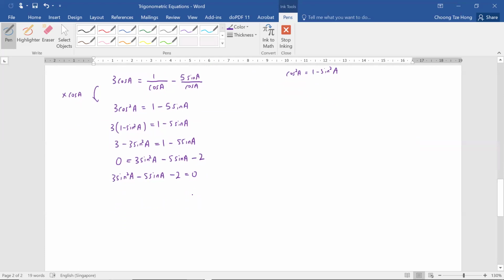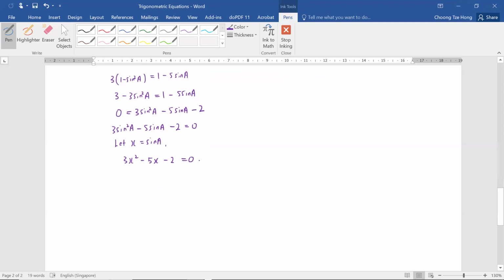But if you want to introduce a substitution, like let's say let x equal sine A, you can also do that. We should always end up with a quadratic, most of the time. And then all we need to do is factorize the quadratic, replace back the x with sine A, and then we can just solve. So over here, this one is easy to factorize. We'll get minus 2 and plus 1.